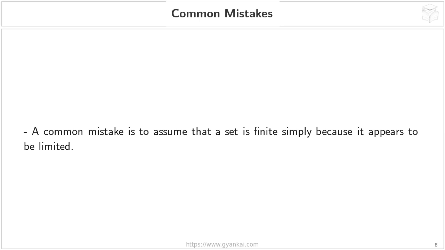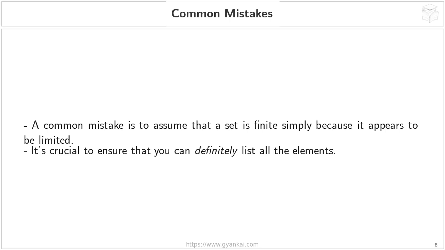A common mistake is to assume that a set is finite simply because it appears to be limited. What this means is, just because something seems like it has boundaries, doesn't automatically make it a finite set. We need to be careful not to jump to conclusions. It's crucial to ensure that you can definitely list all the elements. Remember, the definition of a finite set is that you can, in principle, list every single element and eventually stop. So, before declaring a set finite, you need to be absolutely certain you can create that complete list.